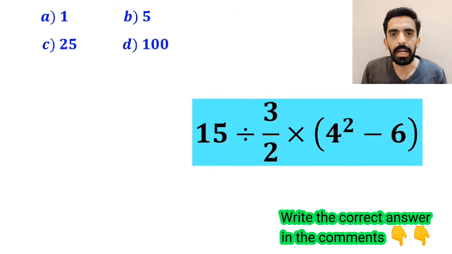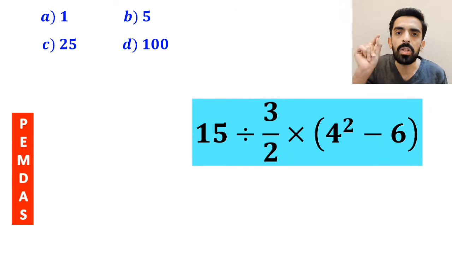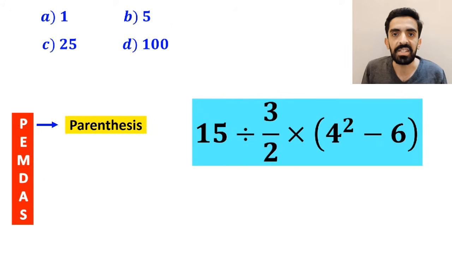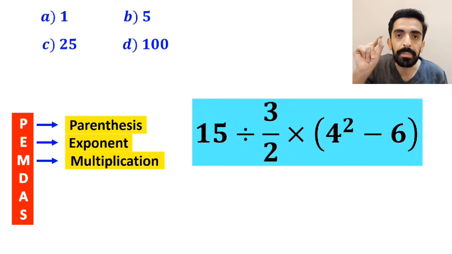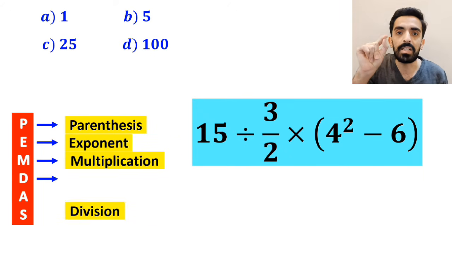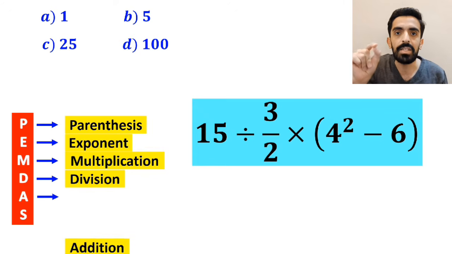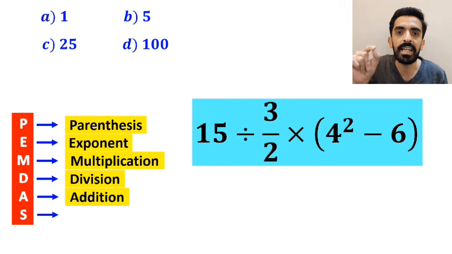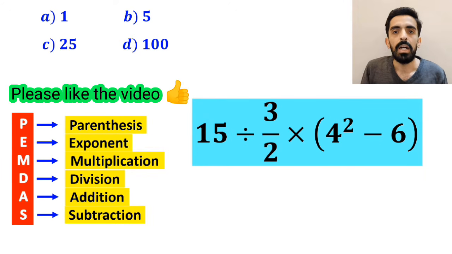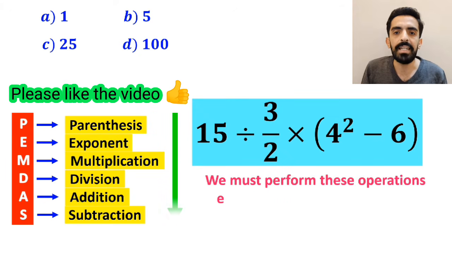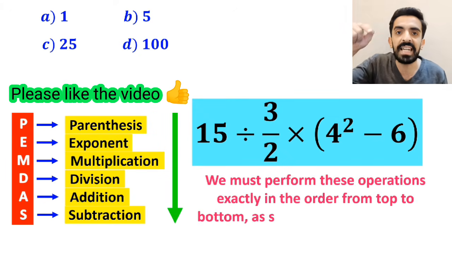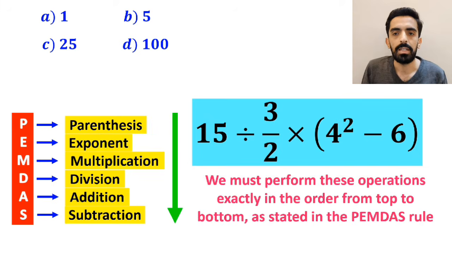To solve this problem, we need to follow a rule that is called PEMDAS. In this rule, P stands for parentheses, E stands for exponent, M stands for multiplication, D stands for division, A stands for addition, and S stands for subtraction. We must perform these operations exactly in the order from top to bottom as stated in the PEMDAS rule.